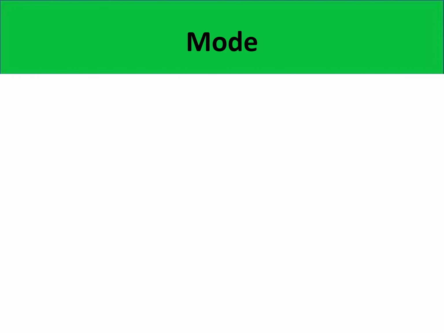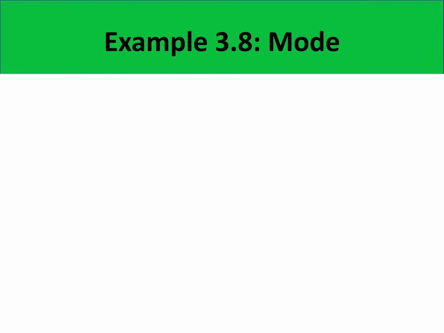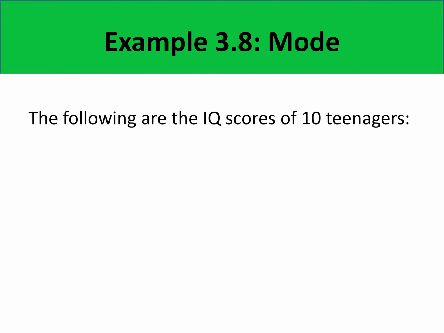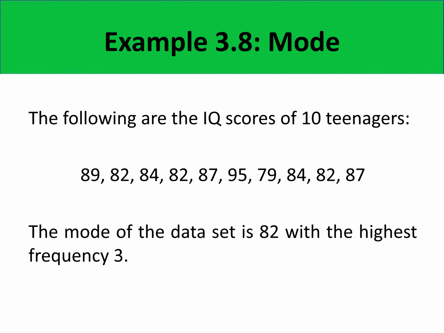The last measure of center is the mode. The mode of a set of observations is that value which occurs most often or with the greatest frequency. Let us have an example. The following are the IQ scores of 10 teenagers. The mode of this dataset is 82 because 82 occurred 3 times and with the highest frequency.